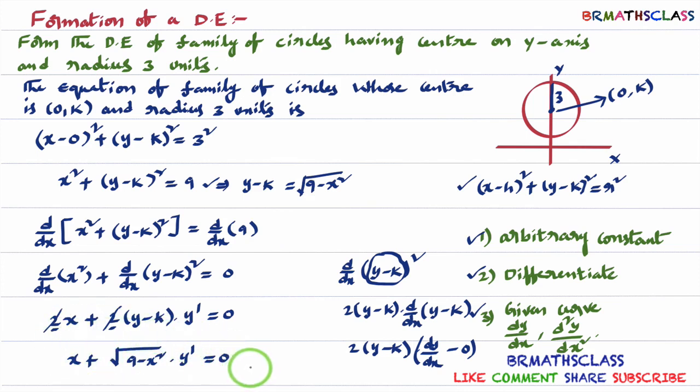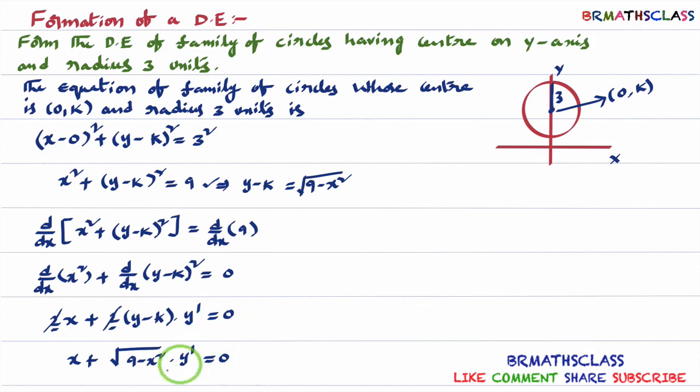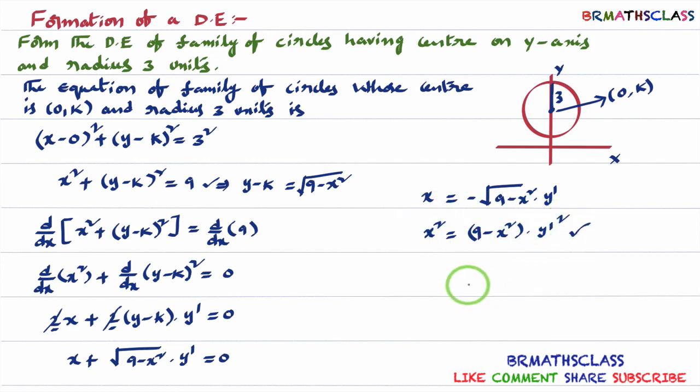If you want the textbook answer, you do a little bit of simplification of this. See, you take this term to the right hand side, what you will get? x equal to minus root over 9 minus x square into y dash. Okay, so you square this on both sides. If we square this on both sides, this side you will get x square. When we square on both sides, this minus will become plus and the square root will get cancelled, into y dash square. Okay, so this is the required differential equation for the given curve.